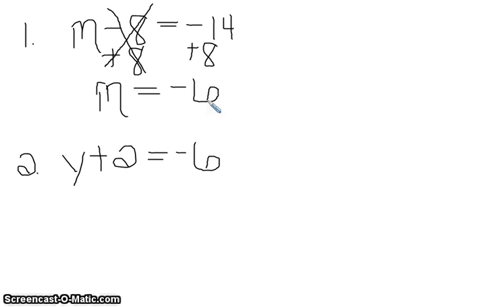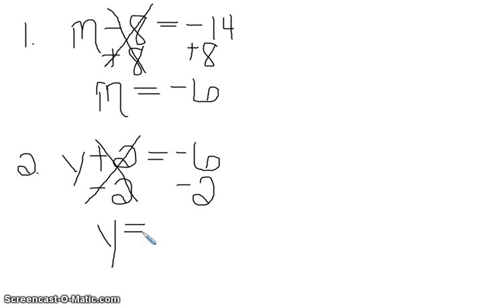Now for number 2, we are adding 2 to y, so fairly simple. The inverse of adding 2 would be to subtract 2, and what we do to one side, make sure you do to the other. Adding 2, subtracting 2, these are inverses, so that becomes our 0, which leaves us with our y. And when you subtract 2 from a negative 6, you get negative 8.